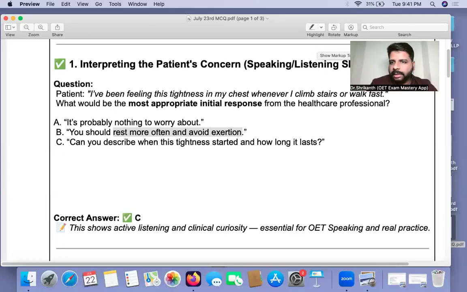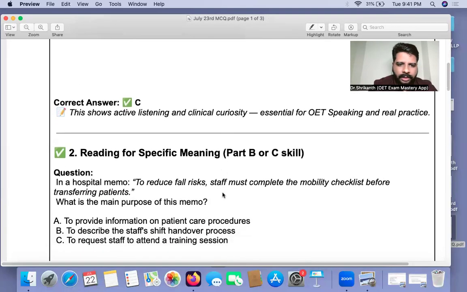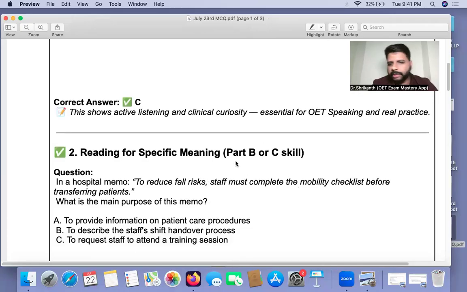Appropriate statements with you. Okay, so let's go very quickly to the second question over here. We have 5 questions that I have prepared. All right. So this is reading for specific meaning. Okay, this will be helpful in OET reading part B or reading part C.